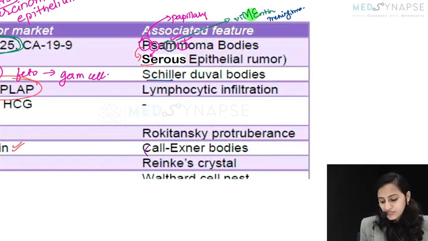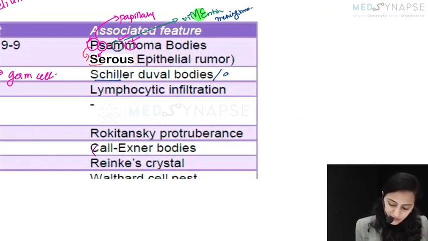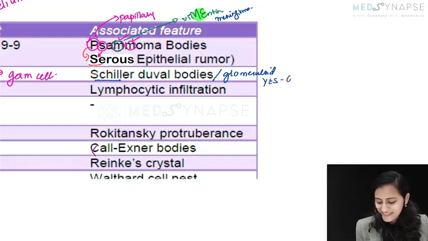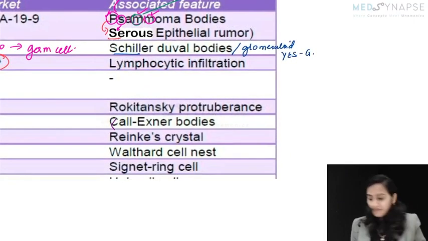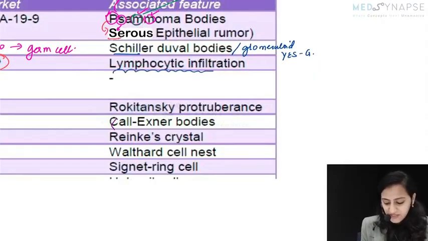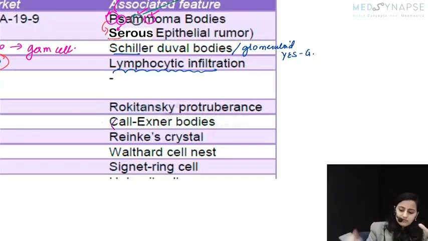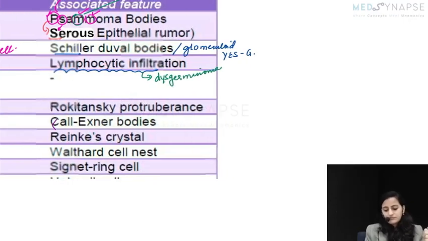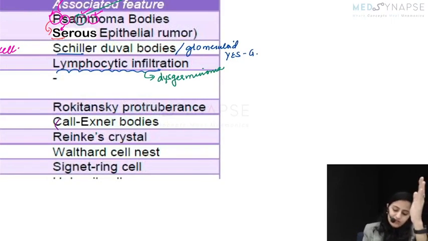Schiller-Duval, कहाँ देखा Schiller-Duval? Yolk sac. Schiller-Duval is also called as glomeruloid. Yes, G. Lymphocytic infiltration. ये कुछ अलग ही है, कोई बॉडी नहीं है, ये डिफरेंट है. Different marker, different appearance. This is dysgerminoma. So even in the testicular tumor, if they tell you that there is lymphocytic infiltration seen, it is seminoma. So dysgerminoma, seminoma.